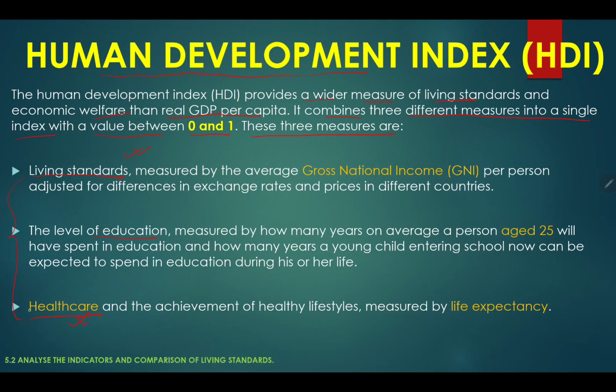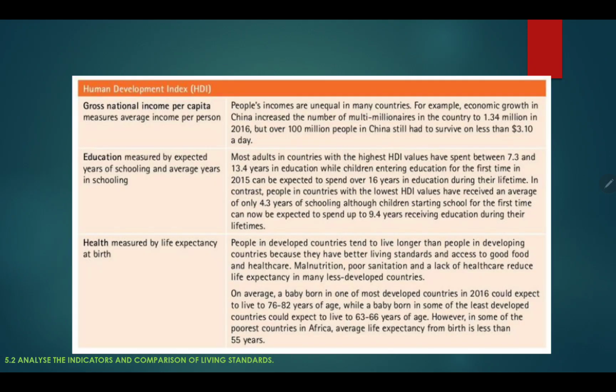Combining these three measures helps you calculate the HDI, and the value is always between 0 and 1. Living standards: whether a person is earning high income. The level of education is measured by how many years, on average, a person aged 25 has spent in education, and how many years a young child entering school now can be expected to spend in education during his or her life. And healthcare: what is the life expectancy and the lifestyle. These are the details you can read.